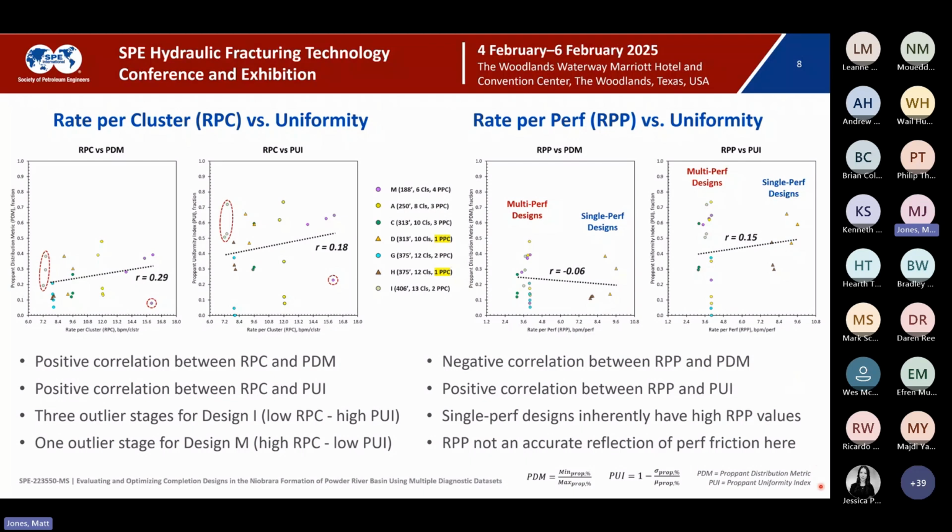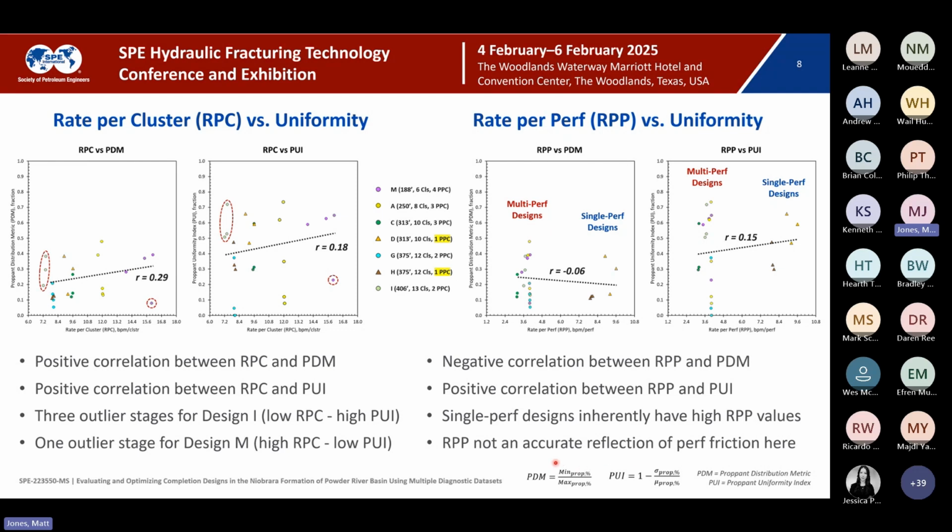Okay, so now we're going to get more into the analysis of the data and the interpretation of which designs and which design parameters perform best. Two parameters that we look at for virtually every project we execute like this are rate per cluster and rate per perf, or RPC and RPP. The two uniformity metrics we're going to use to evaluate these two parameters are PDM, or proppant distribution metric, and PUI, or proppant uniformity index.